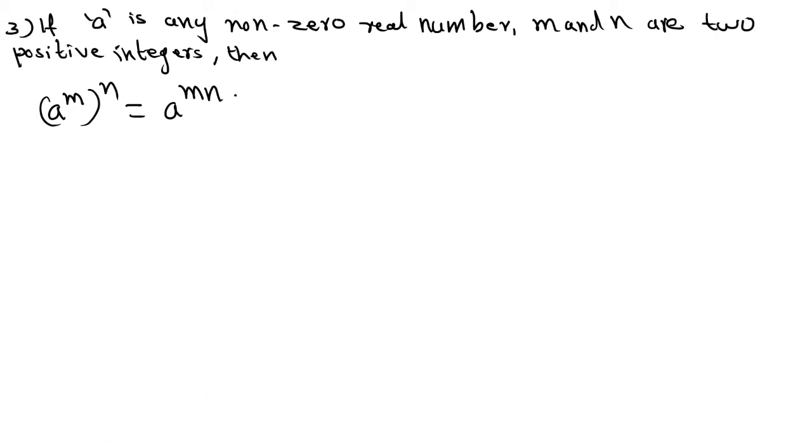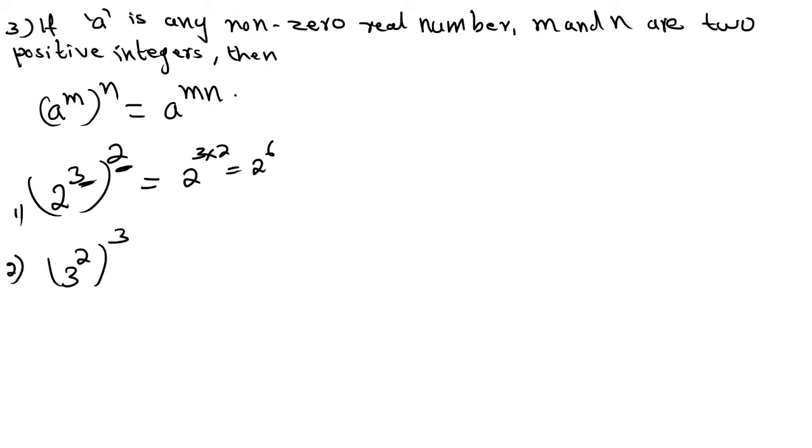See the third rule: if a is any non-zero real number, m and n are two positive integers, then a to the power m to the power n is a to the power mn. That means, see, 2 to the power 3 to the power 2 is there. Here m value is 3, n value is equal to 2, right? This is equal to 2 to the power mn, that is 3 into 2, it's equal to 2 to the power 6.